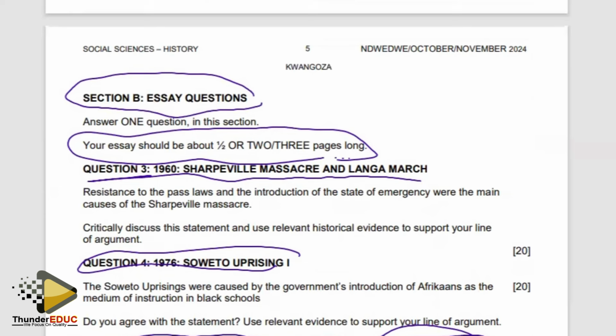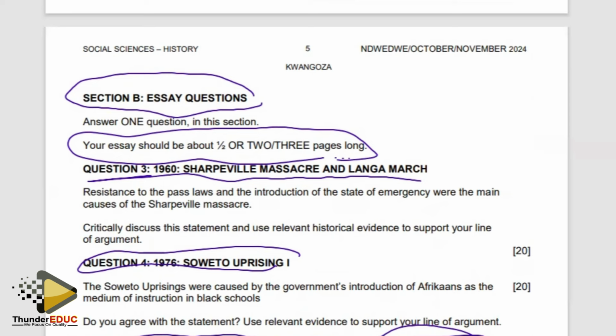Let's go to section B. With section B, remember your essay should be about two or three pages long. All right, here we have question 3.